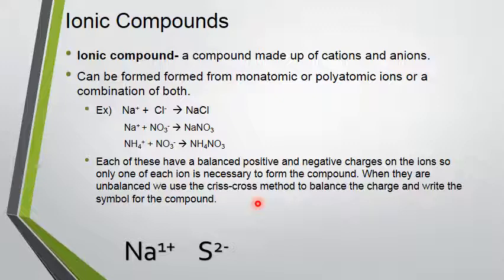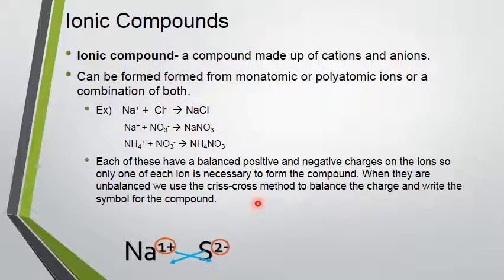So sodium has a +1 charge, or 1 plus charge. So we're going to take that 1 and it's going to become the subscript for our sulfur. And our sulfur has a charge of 2 minus, and that 2 is going to become the subscript for sodium. So let's see how this works. The 2 becomes the subscript for sodium, and the 1 becomes the subscript for sulfur.